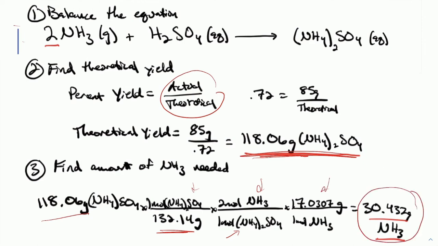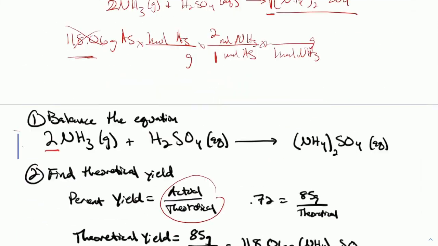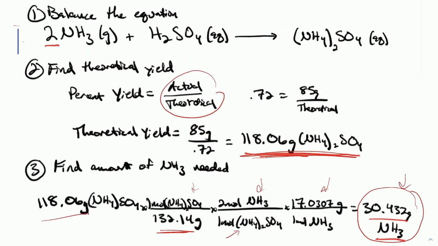This is exactly how much ammonia I would need to produce 85 grams, not 118, but we had to use the 118 as a theoretical to solve for the amount of ammonia we would need to get the actual yield of 85 grams. Okay? Does that make sense?